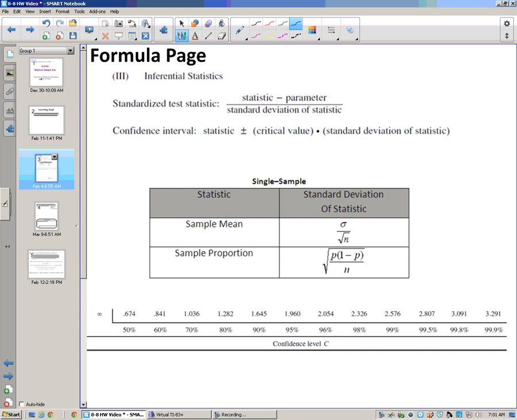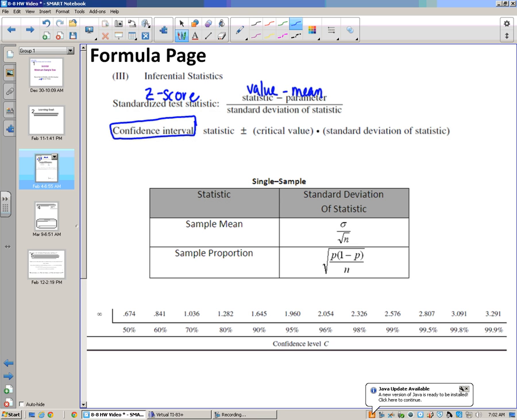So just a refresher of what we're looking at on our formula page. Standardized test statistic means your z-score. We usually say this as value minus mean over standard deviation. A confidence interval is what we've been doing, and we use it to estimate something. So it's your statistic, for which you have two options, x bar or p hat, plus or minus your critical value times the standard deviation.